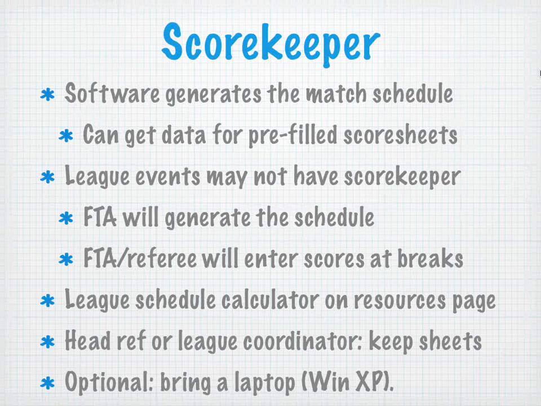And at the end of the day, we want to have either the head ref or the league coordinator keep those score sheets. Those are sort of definitive copies of what happened in case something crazy happens with the software. For some reason we need to go back and re-enter scores or investigate an error or something. We need to have those originals. So one of those 2 people should keep the sheets, and I maybe recommend that the other person use their cell phone to take photos of all of those sheets, just so we have a couple of copies, because that's obviously super important.